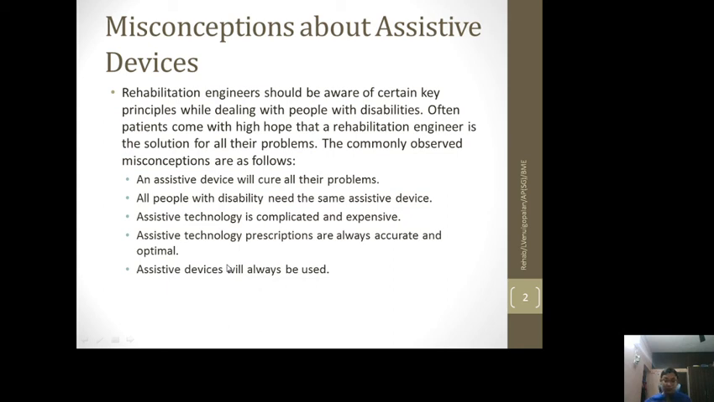So these are certain misconceptions that should be cleared on the very first visit when the patient comes to see you at a rehabilitation center. You have to make this crystal clear before you proceed with the treatment protocol.